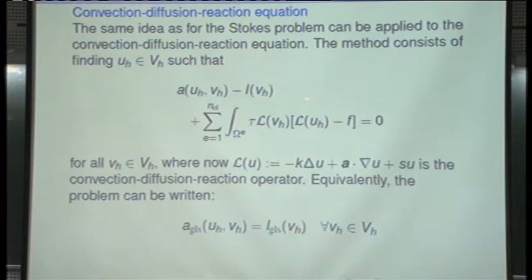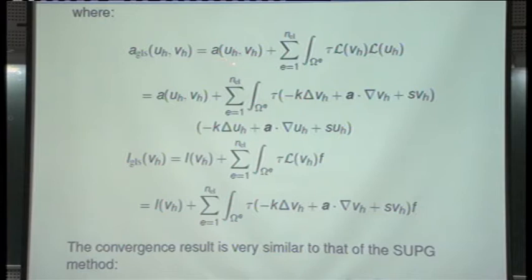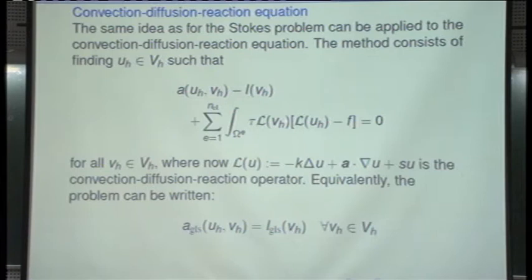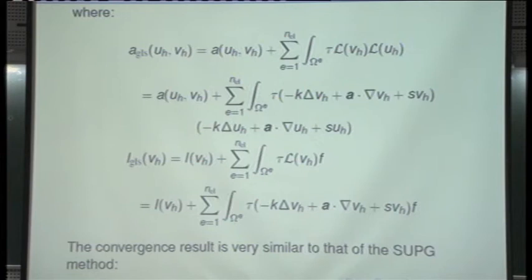And now we can apply it to the case in which the operator L is the diffusion convection reaction operator. Okay? In that case, what do we get? We get what is written here. We get a modification of the bilinear form of the problem, which is the original Galerkin form plus the sum for all the elements of the integral within each element of the operator L applied to the test function times L of U, because of course that term L of V multiplied by F goes to the right hand side. It's given, of course, F is given. So that's the modification.